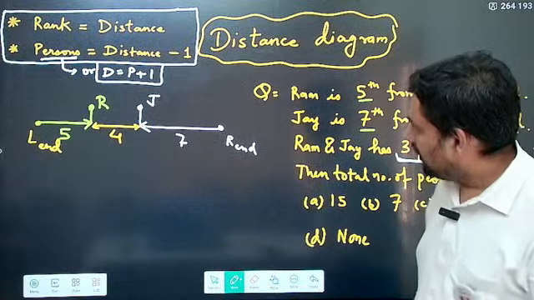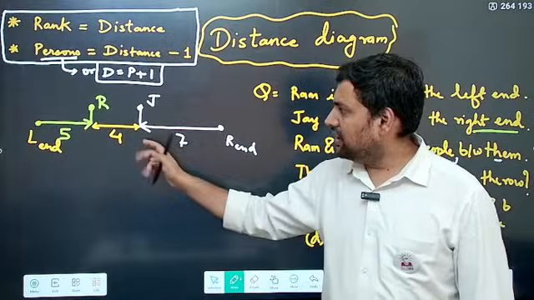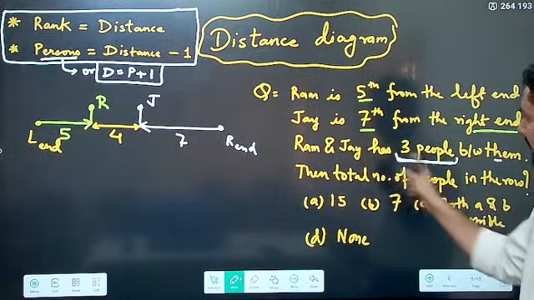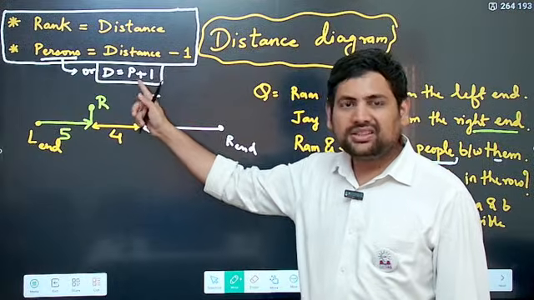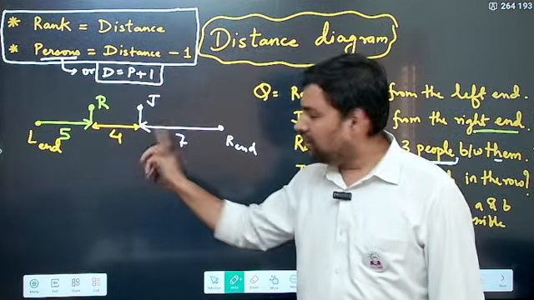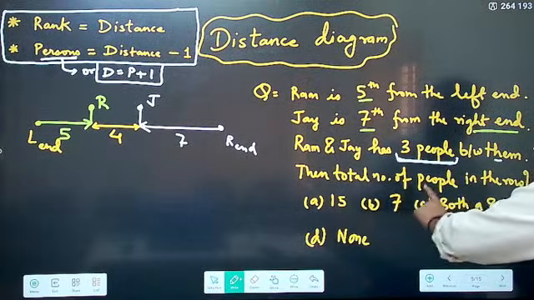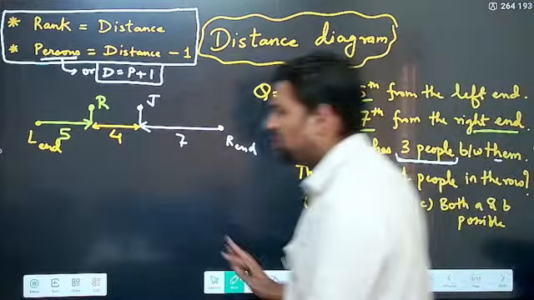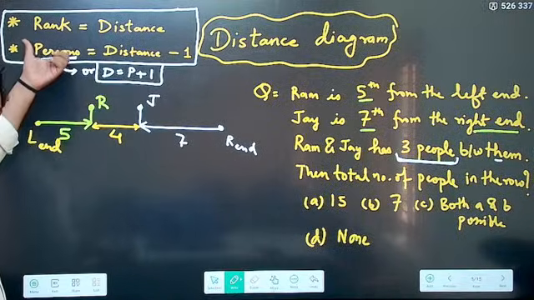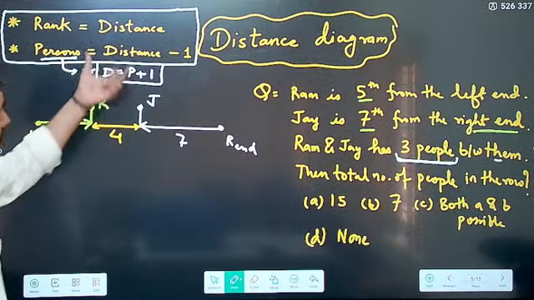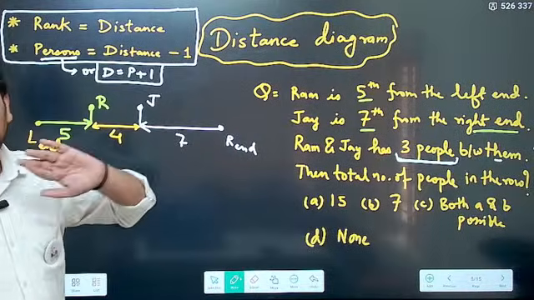So what I have done till now, I have drawn the diagram, 5th from left end, 7th from right end. Then I took that Ram and J have 3 people between them. So if they have 3 people, then distance is 3 plus 1, 4. So I draw 4 distance here. Now the next thing is, it asks me the total number of people in the row. Now total number of people, not the rank. Now for people, what is the rule that we always follow? Distance minus 1.